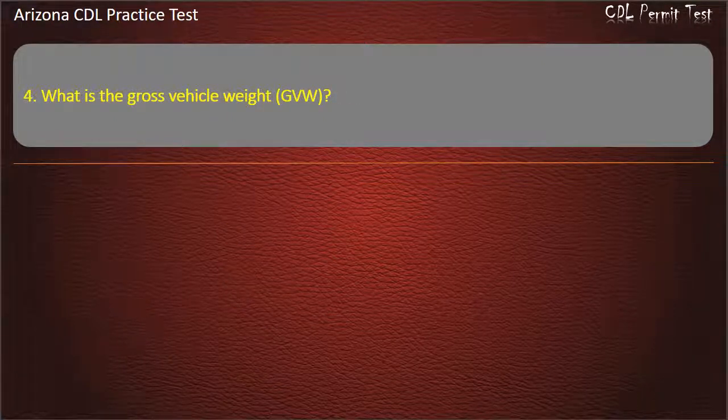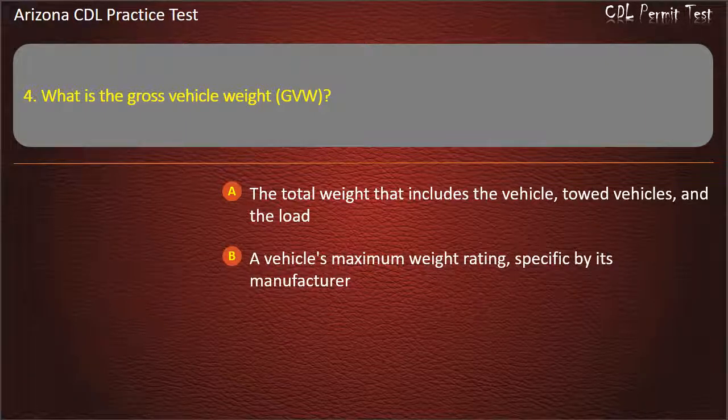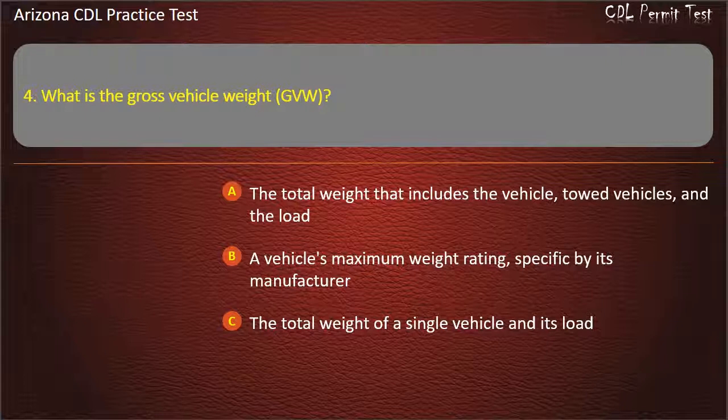Question 4. What is the gross vehicle weight, GVW? The total weight that includes the vehicle, towed vehicles, and the load. A vehicle's maximum weight rating, specified by its manufacturer. The total weight of a single vehicle and its load. All of the above. Answer. The total weight of a single vehicle and its load.